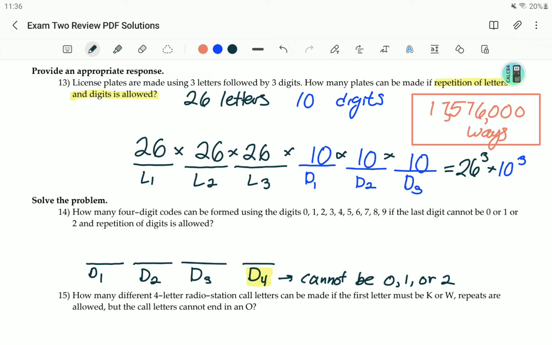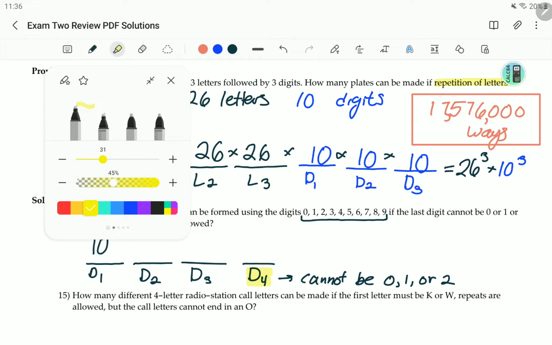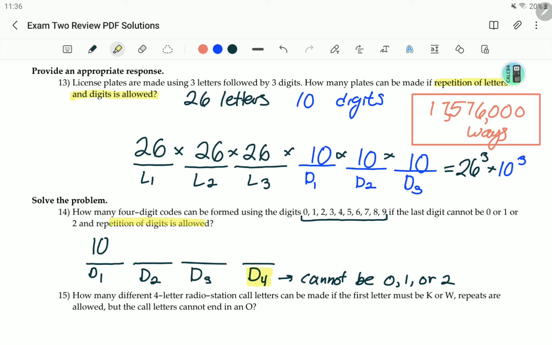So, how many possibilities can go for the first digit? Well, once again, I have 10 digits. So I can put 10 right here, 10 possibilities. When it comes to my second digit, there's also no restriction, and it also says that repetition is allowed. So that means I have 10 possibilities to put for the second place. How many digits can go for the third place? There's no restriction, and repetition once again is allowed, so we put a 10 here.